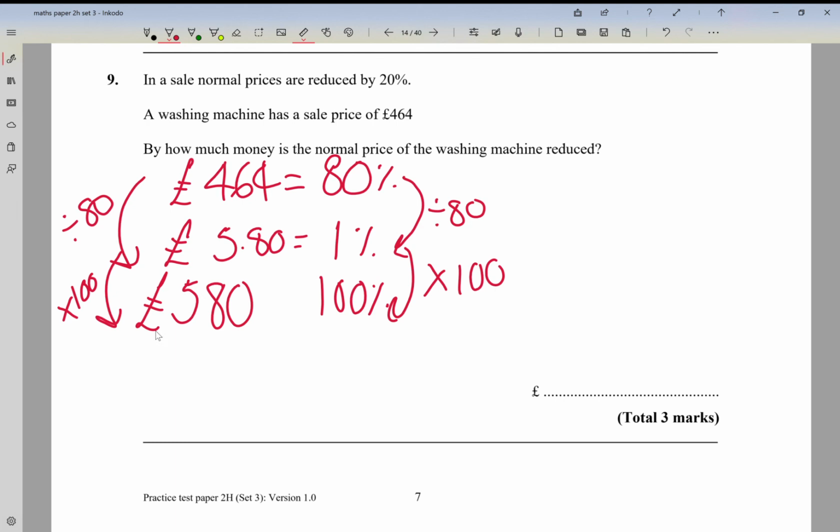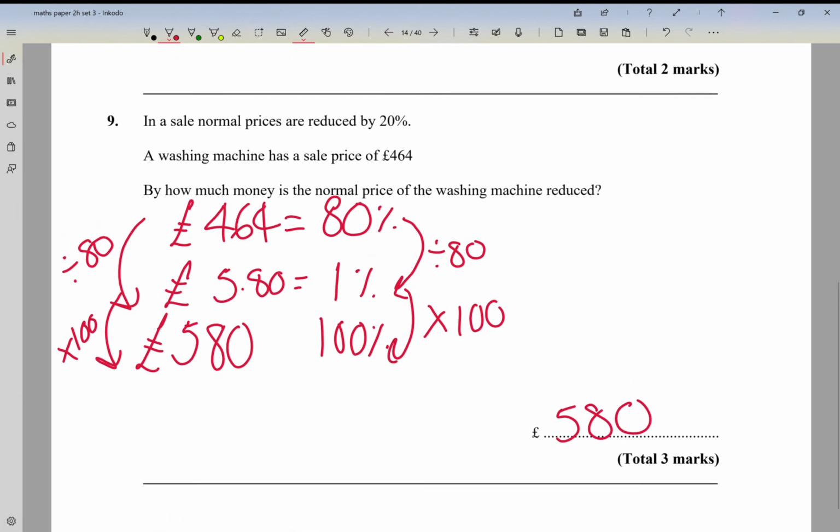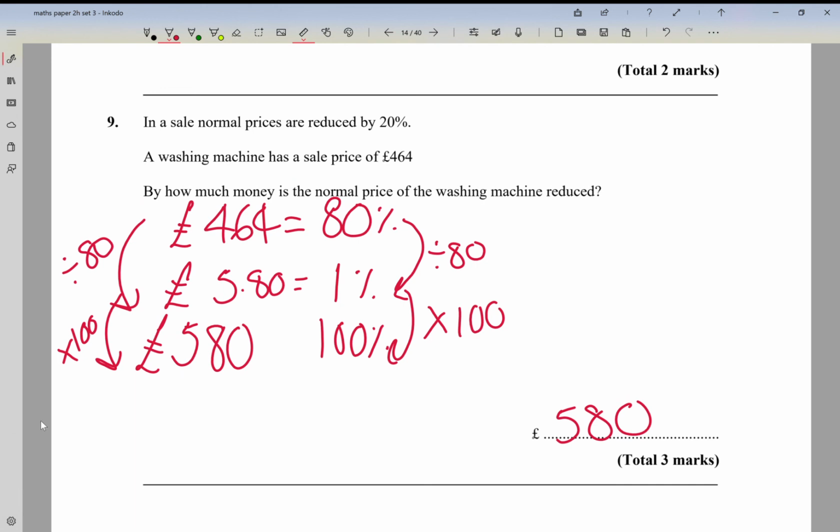Okay, so the answer for this one, before it was reduced, it was £580. Okay, so that is reverse percentages. So I hope that's maybe helped and given you maybe a method to do that. Thanks for listening.